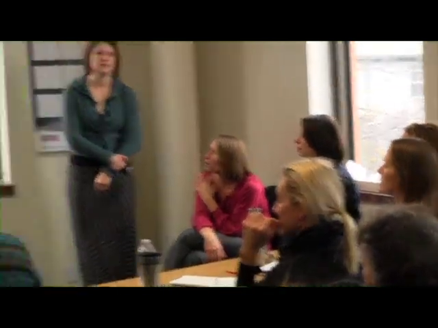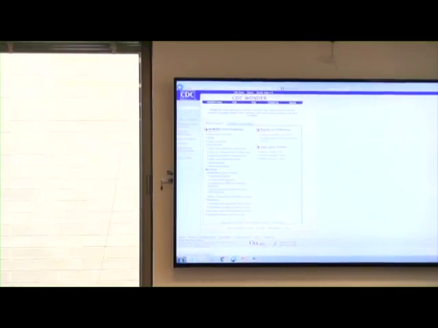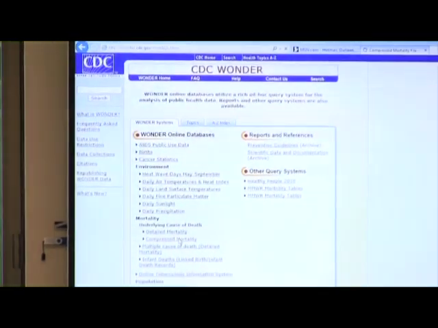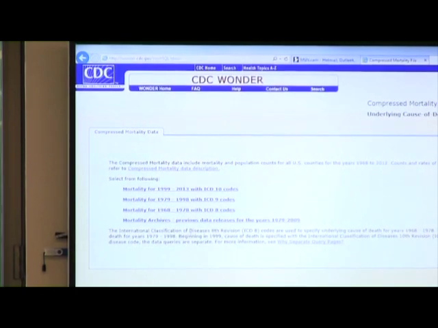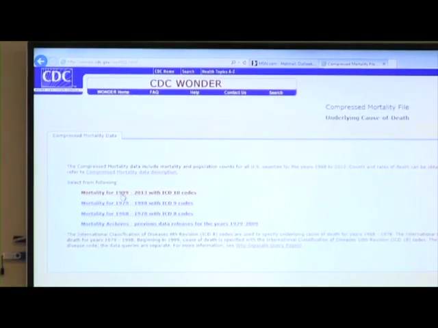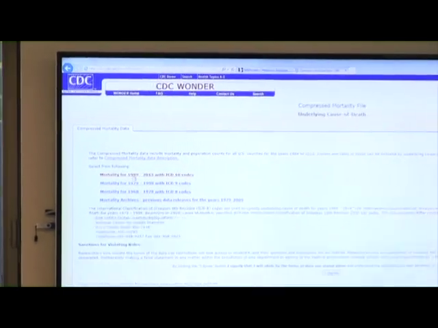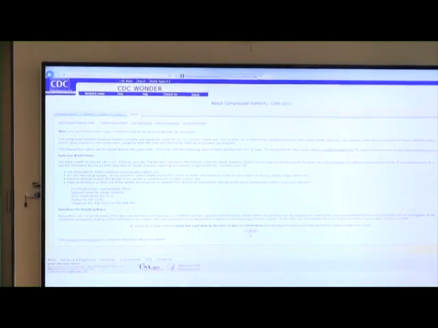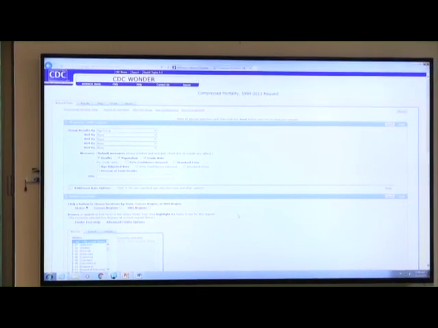All right. So here's the website for CDC Wonder, and there are a lot of choices here, but I think probably the one that most likely gets used is the compressed mortality. You're usually looking in the last 10 years or so. So this first choice, since they've switched to ICD-10, you have to read the data agreement and say you agree.